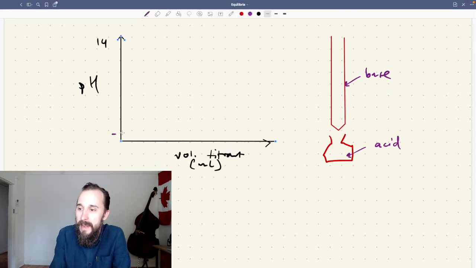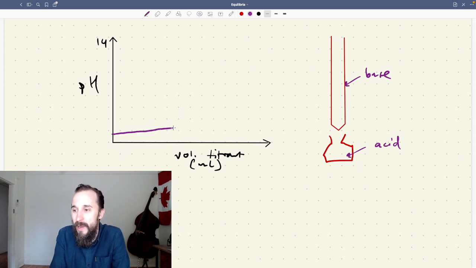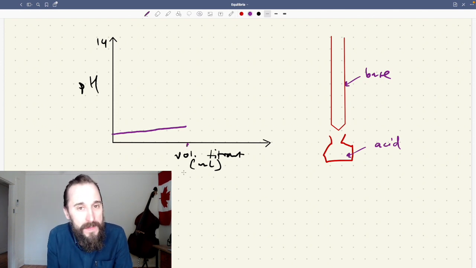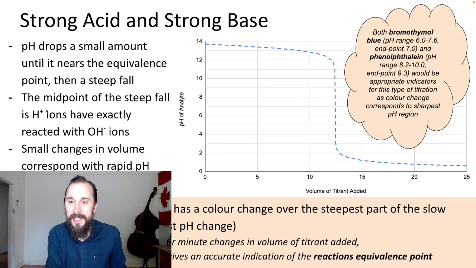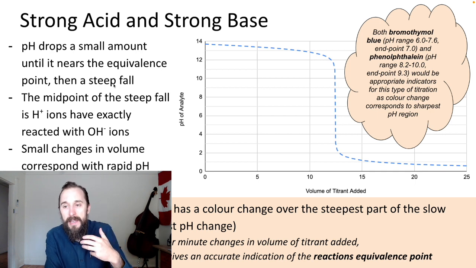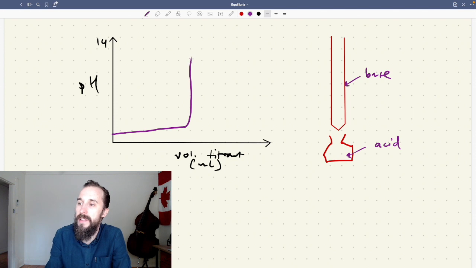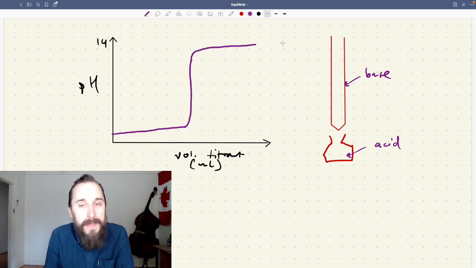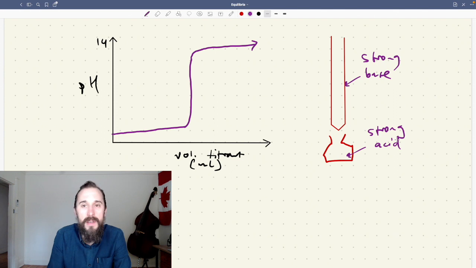It rises a small amount until you reach the equivalence point, for whatever volume that is for this particular titration. And then we see that really large, sharp increase. Steep fall in our previous instance, it's going to be a steep rise in this instance because we're adding base, and then it's going to tail off up in that alkali region because we're adding a strong base and a strong acid. So hopefully that makes sense.